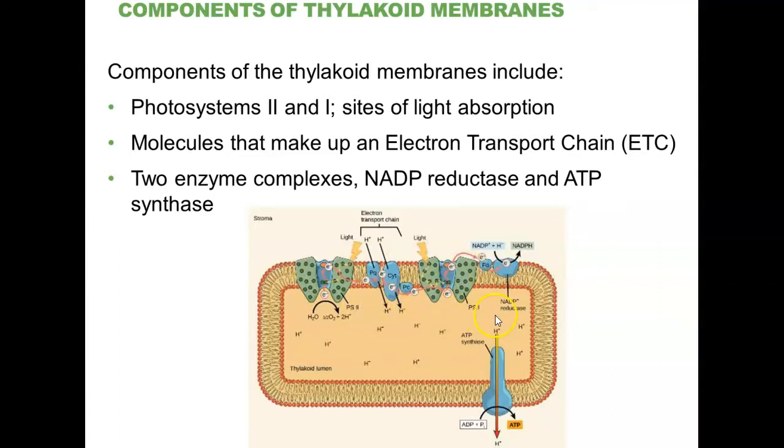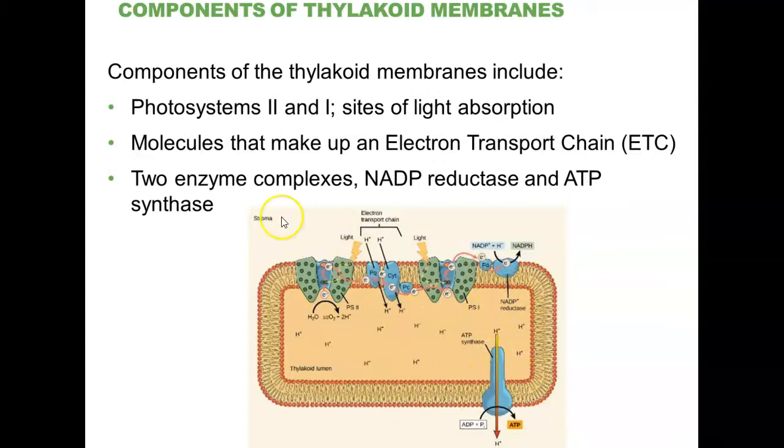The proton gradient that was generated by this first electron transport chain between photosystem 2 and photosystem 1 is used to power ATP synthase, which generates a continuous output of reformed ATP from inorganic phosphate and adenosine diphosphate, just like in cellular respiration. Same idea, same basic mechanism.